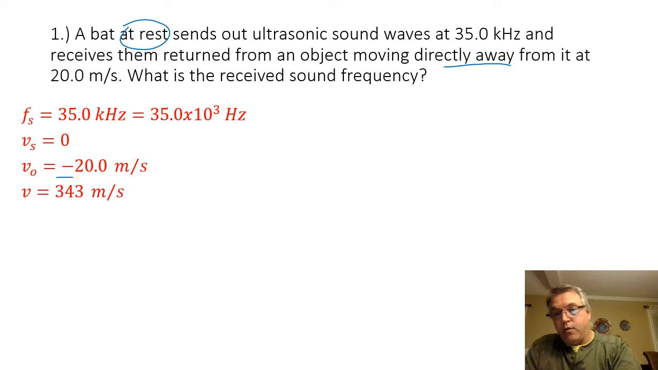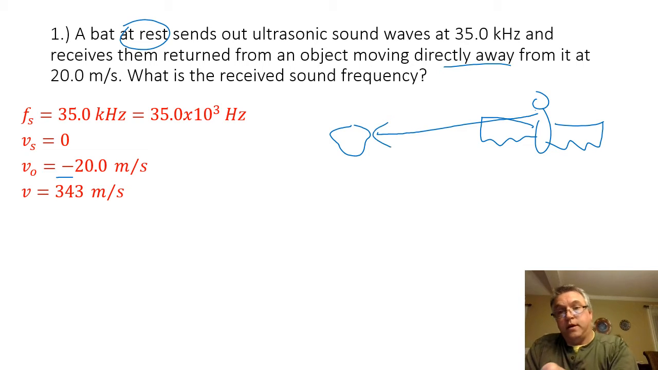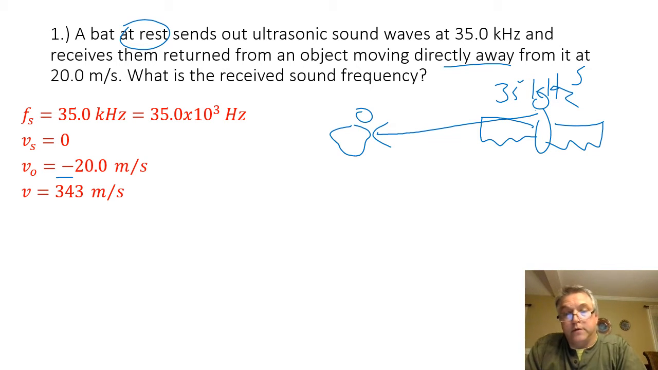We have our bat. Can I draw a bat? Let's see here. There's my bat. Here is the source of the sound wave. The bat is emitting a sound wave here, and we start off at 35 kilohertz. So for the first part of the problem, the bat is the source, and this object is the observer.